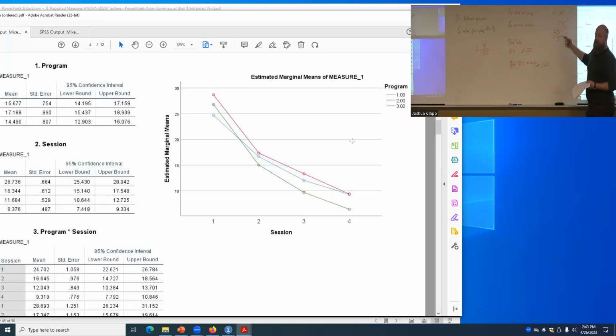4 times 3 divided by 2 is 6. If I have 5 groups, right? It's just a slick and easy way to tell how many unique pairwise comparisons I can run with this set of means. Other questions?